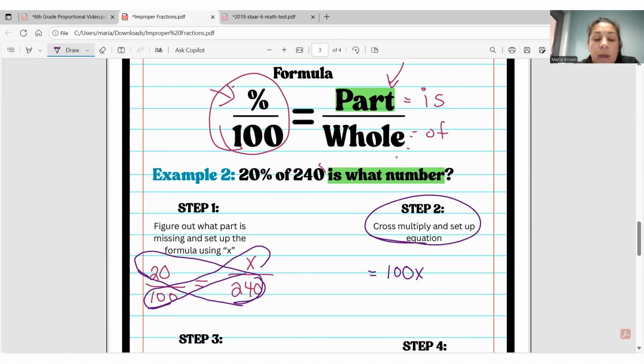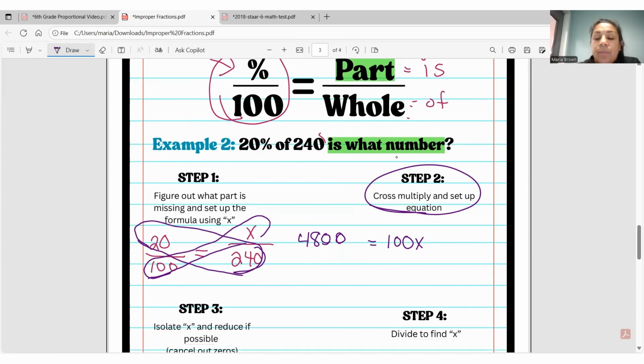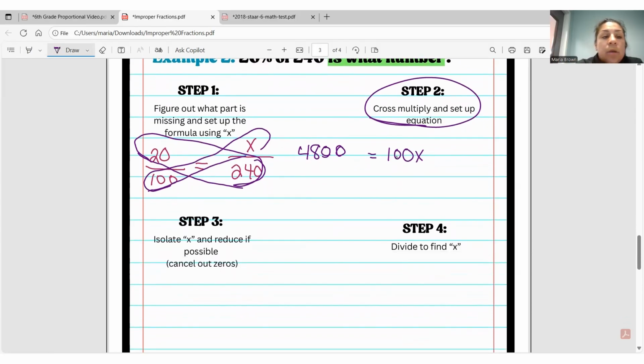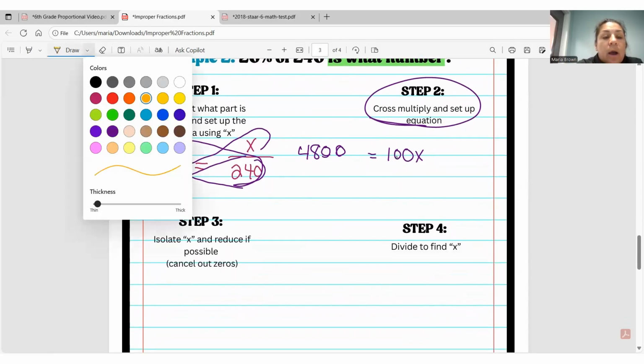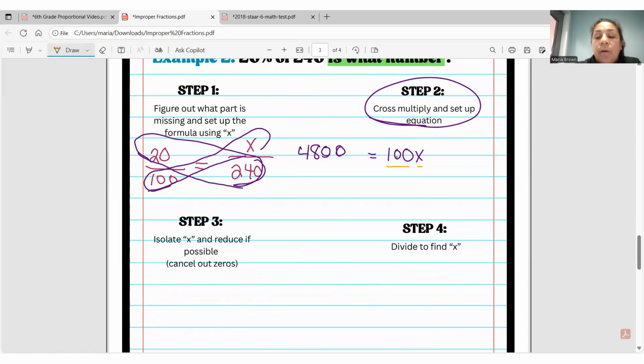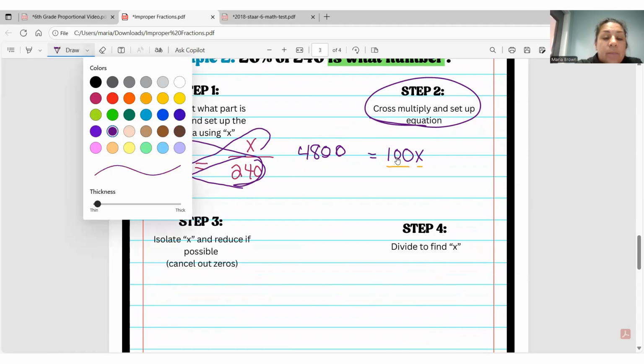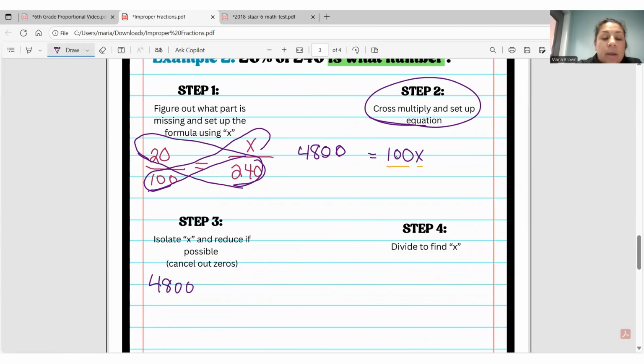And then we're going to have, I would just do it like this. 24 times 2 is 48. Okay. And then we have 2 zeros, 4,800. Okay. So we have 4,800 equals 100X. Okay. So what we need to do now is we need to get X isolated by itself. Right now, this is X times 100, but the opposite of multiplication is division. So in order to get X by itself, I'm going to write out my equation here.